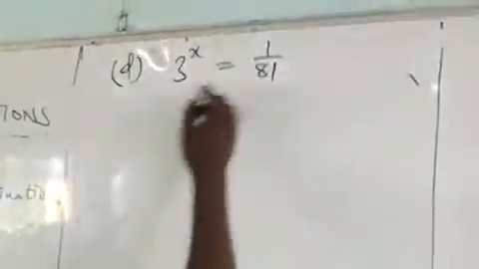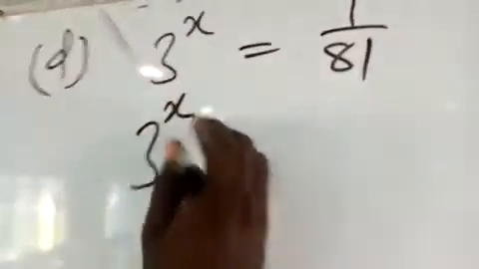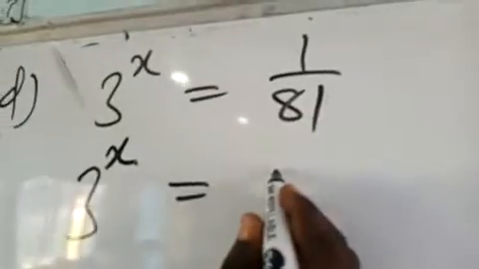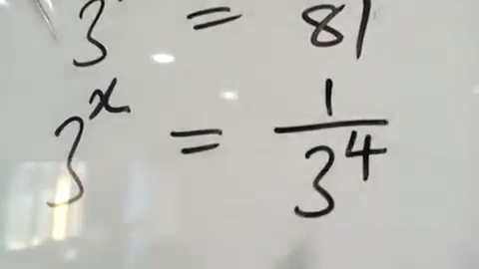So 3 raised to power x equals 1 over 81, that is D. Now this is already in its smallest base, so leave it like this. It is this 81 that we can say 1 over 81 is 3 raised to power 4.